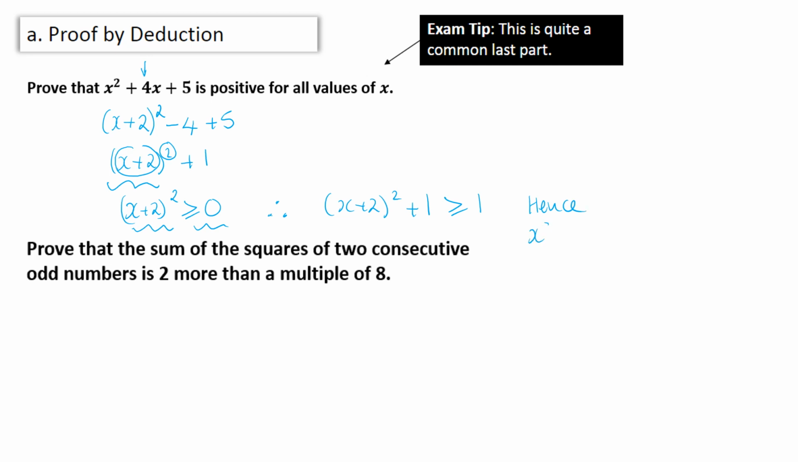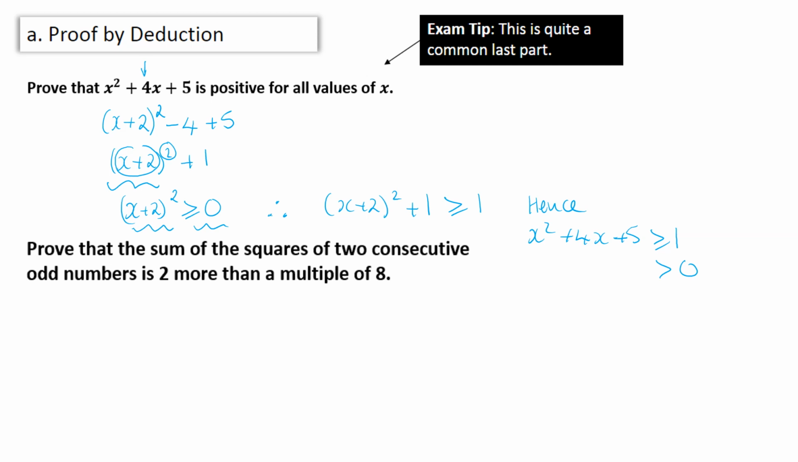Hence, the x squared plus the 4x plus 5 is greater than or equal to 1, and it's going to be definitely bigger than 0, so therefore it is positive.